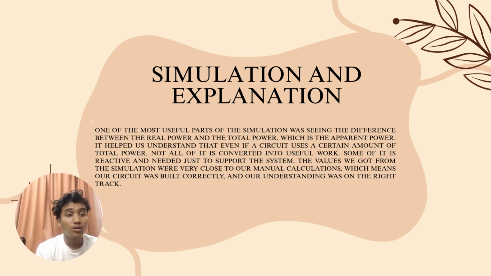One of the most useful parts of the simulation was seeing the difference between the real power and the total power, which is the apparent power. It helps us understand that even if a circuit uses a certain amount of total power, not all of it is converted into useful work. Some of it is reactive and needs to be supported by the system. The values we got from the simulation were very close to our manual calculation, which means our circuit was built correctly and our understanding was on the right track.